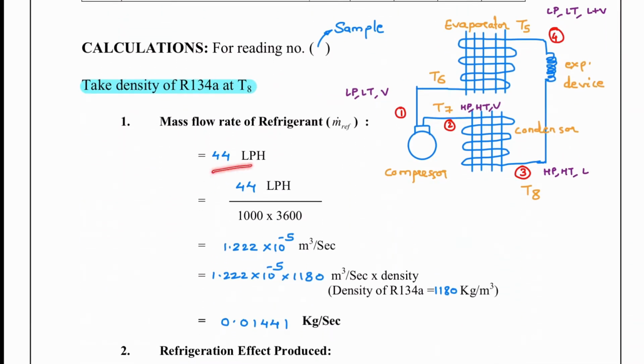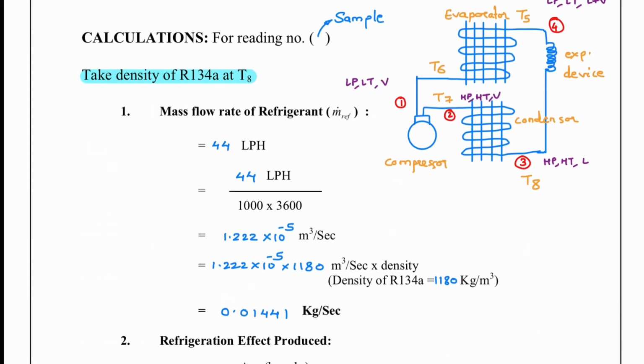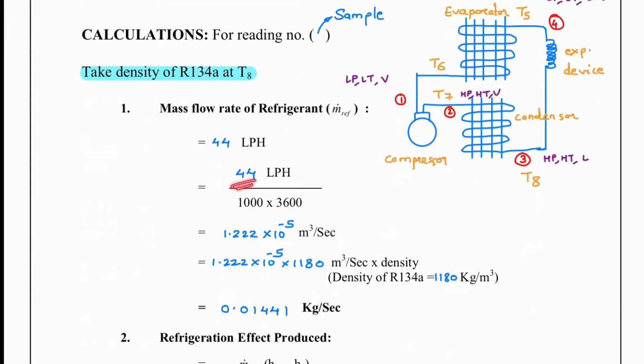So for 44 LPH, you can see LPH is 44. We have to convert that LPH into meter cube per second. So 44 into 10 raised to minus 3, or divide by 1000, will convert it into meter cube, and to convert hours into seconds we are dividing by 3600. So we will get 1.222 into 10 raised to minus 5 meter cube per second.